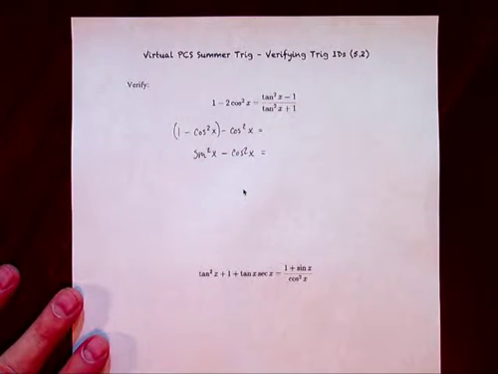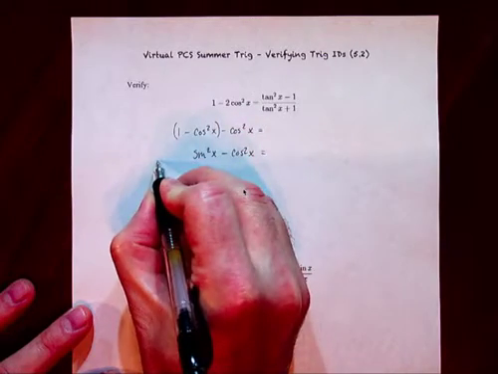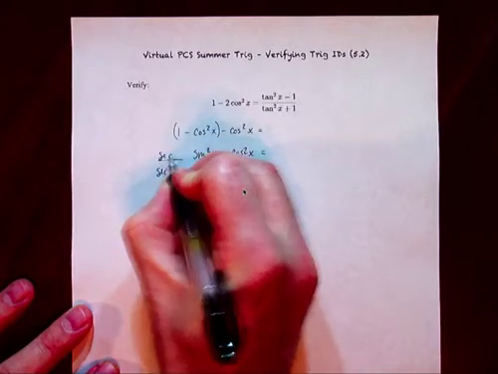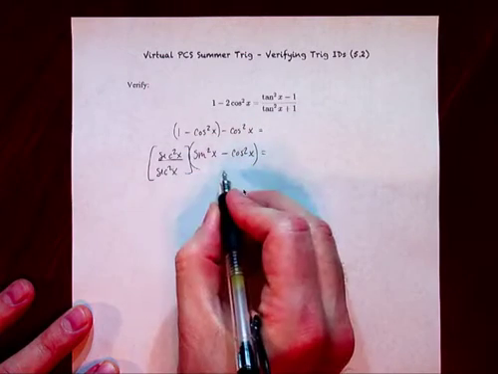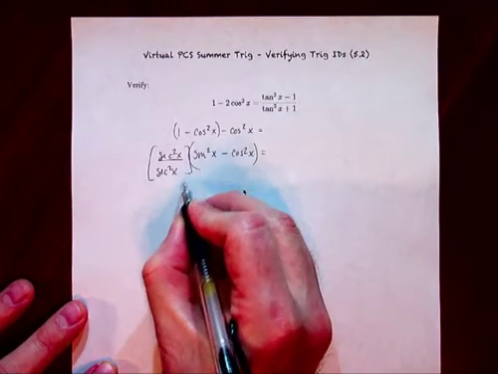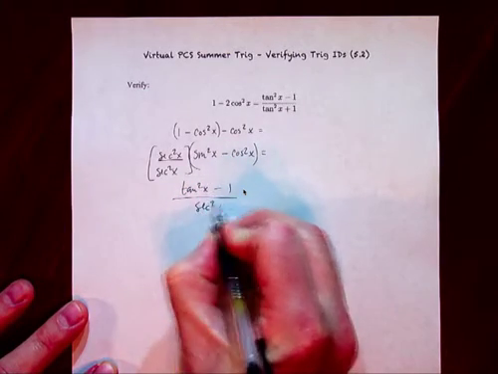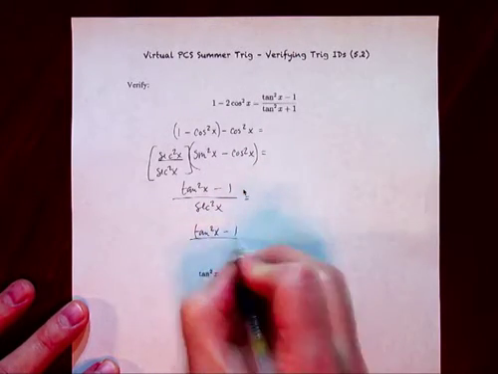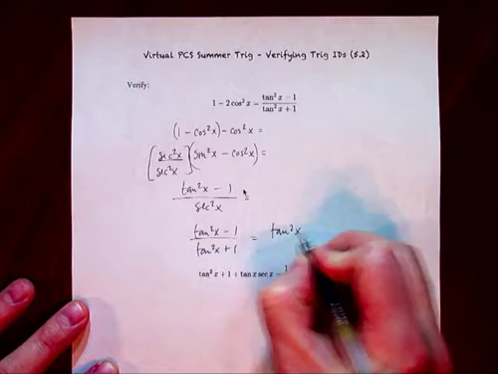Okay. Well, I tell you what. Let's go ahead and multiply this by secant squared over secant squared. And when I do that, what happens is I'm going to get tangent squared x minus 1 over secant squared x. And then, of course, we get tangent squared x minus 1 over tangent squared x plus 1, and that is exactly what we have on the other side.